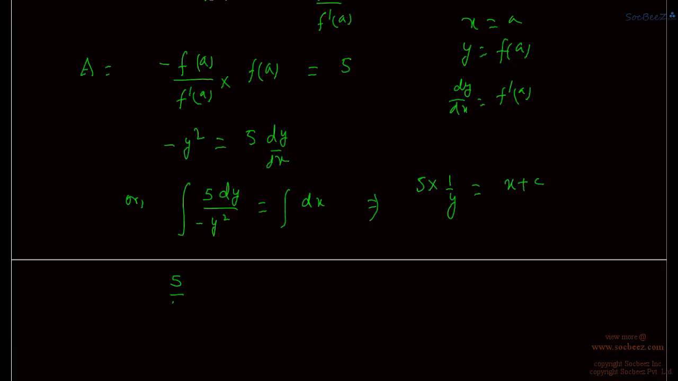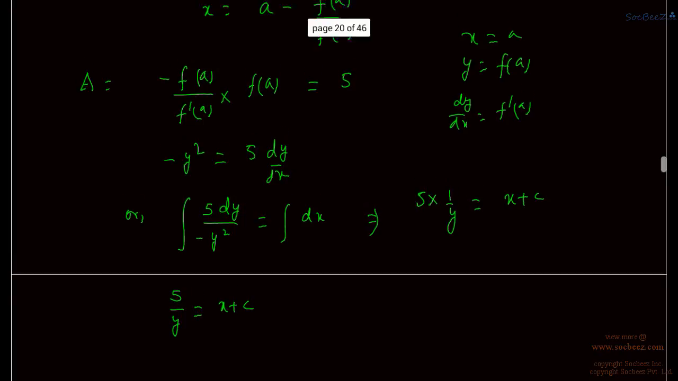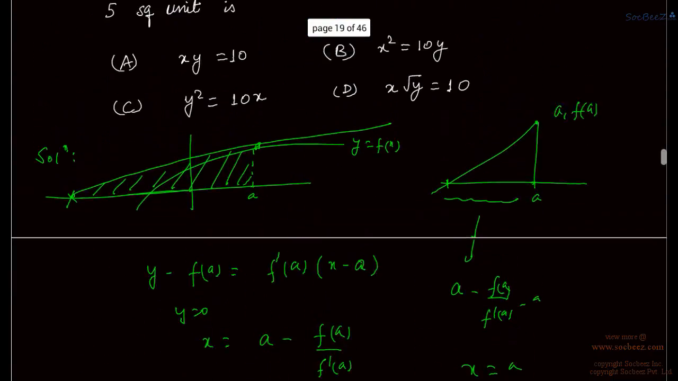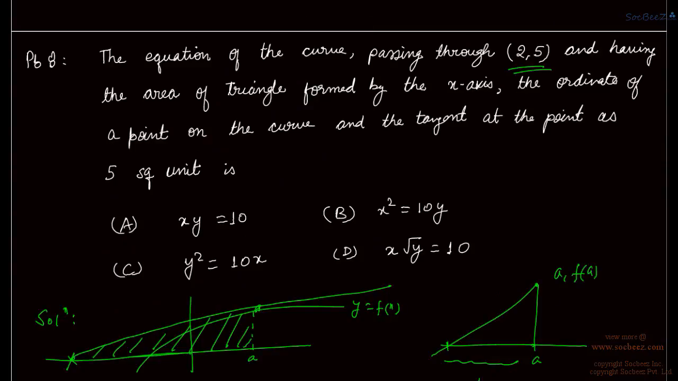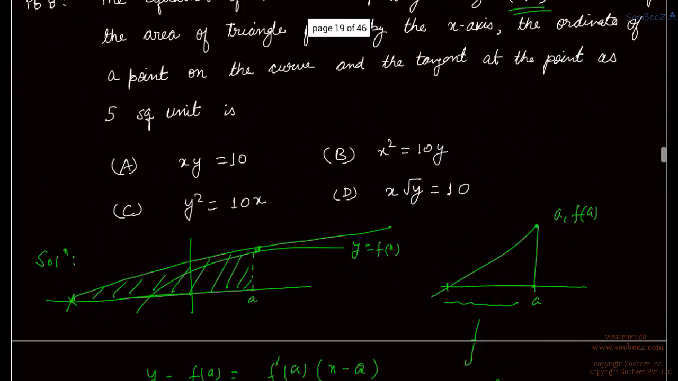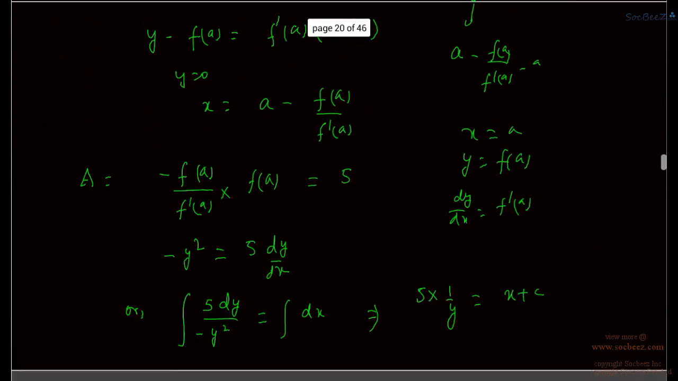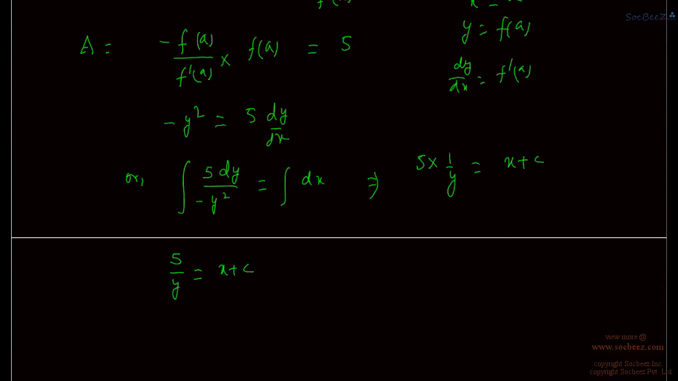So we are getting 5 upon y is equal to x plus c as the solution of the differential equation. But in the question it is saying that the curve passes through the point (2, 5). So this equation must satisfy that criteria. So we have x is equal to 2 and y is equal to 5, satisfying this curve. So we have 5 upon y is 5, and x is equal to 2 plus c.